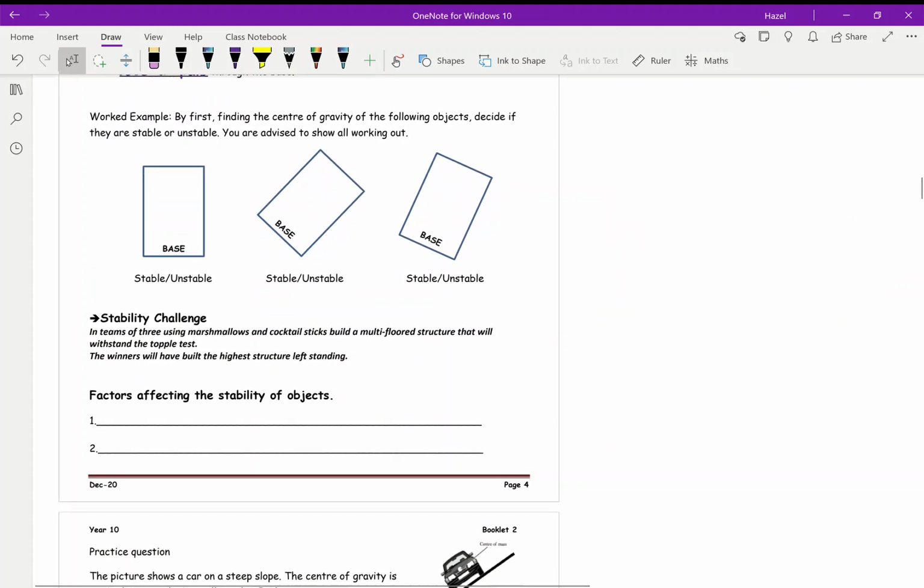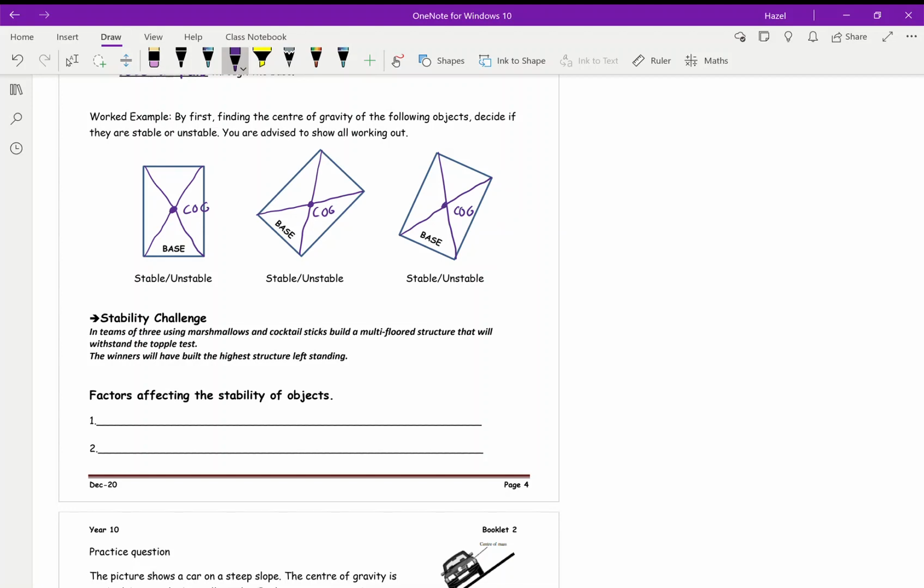So let's have a little example of some objects. Now, these are rectangles, which are uniform objects, so their centre of gravity is basically going to be their geometric centre. So I'm just going to find the centre of gravity of all three objects. Obviously, when you do this, you'll be using a ruler. So the centre of gravity is in the same place, just at a different angle. And over here, diagonal, corner to corner, and the centre of gravity is the point where they cross.